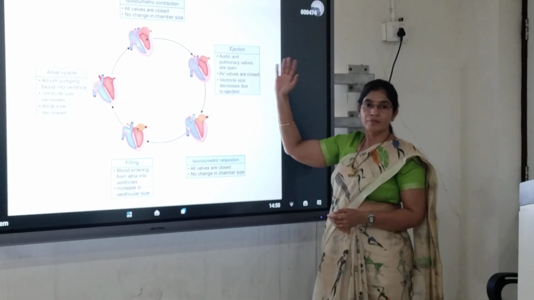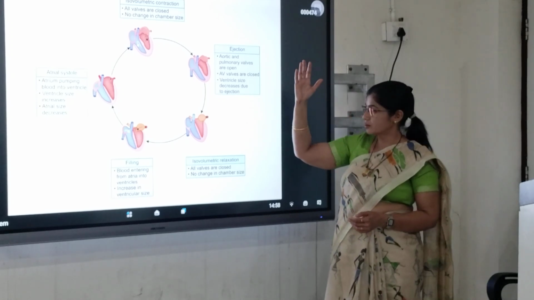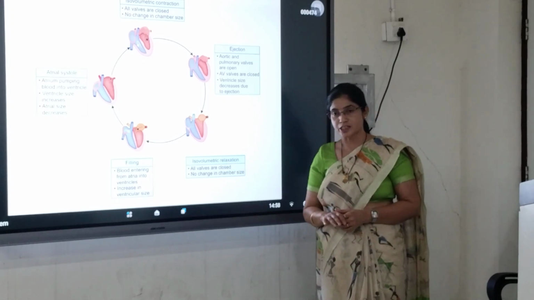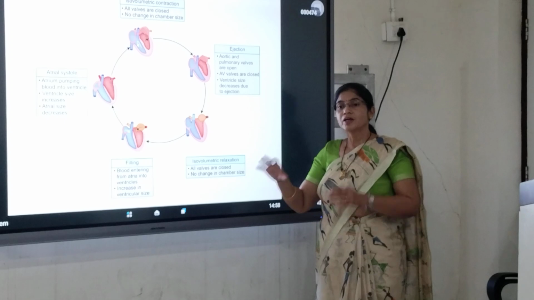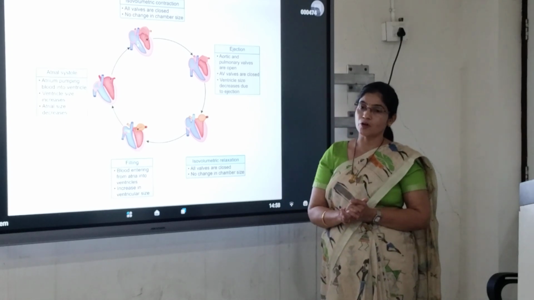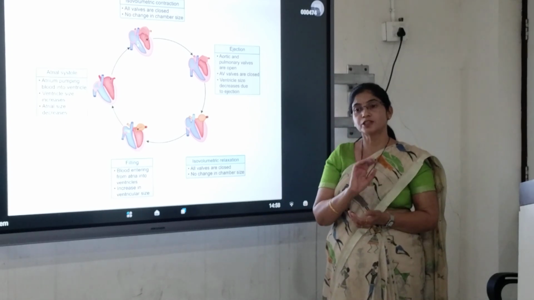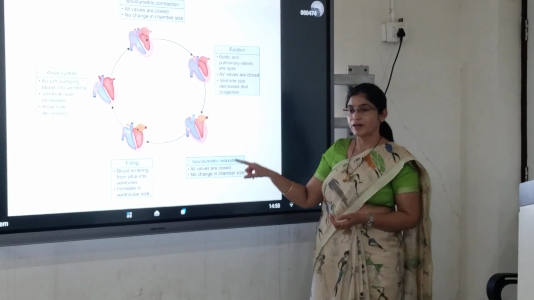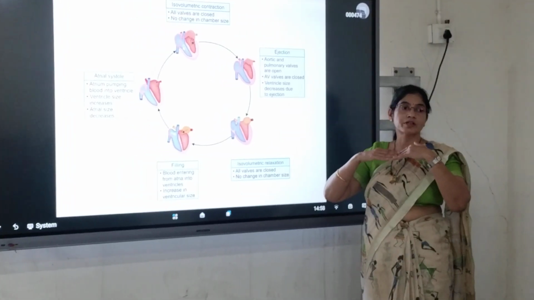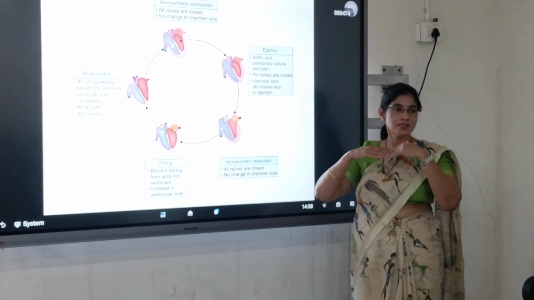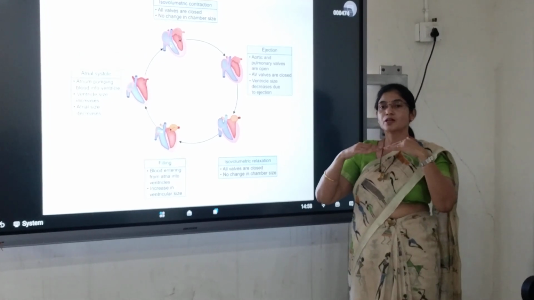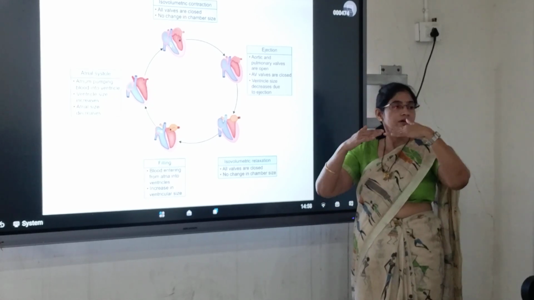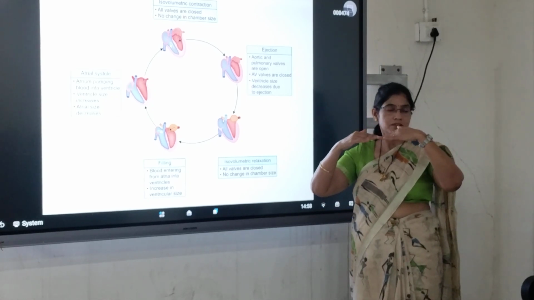Now blood gets pumped into the aorta and the pulmonary trunk. Now what happens here? Pressure in the ventricles will get decreased, and by that time the depolarizing wave of the ventricle will also diminish. The repolarization of the ventricles will get started. So the decrease in the pressure in the ventricle will close the aortic and pulmonary valves, because the pressure is decreasing in the ventricles as compared to the aorta. So the aortic valve will get closed.